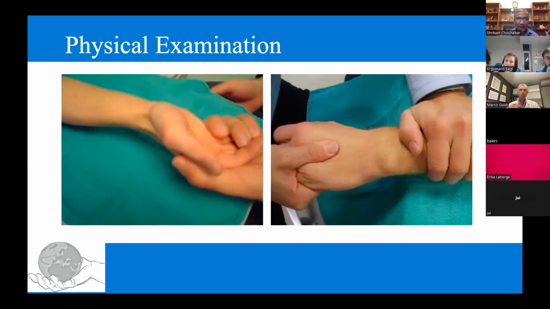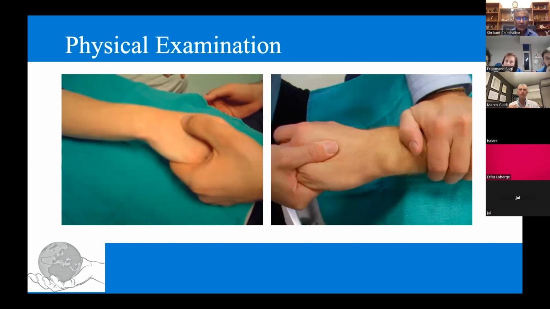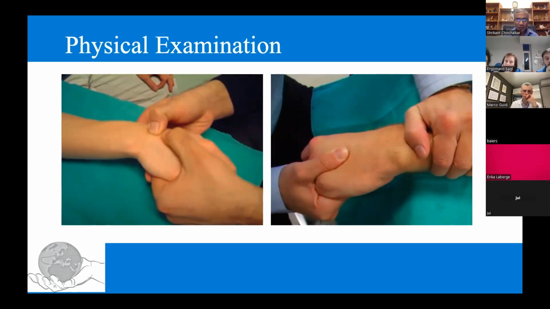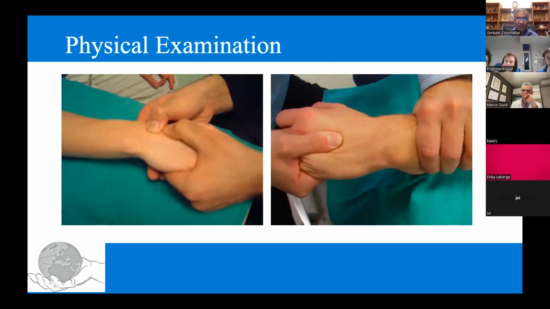On physical examination, of course, you can look at some provocative tests in order to find out the instability pattern, as it is demonstrated right here.